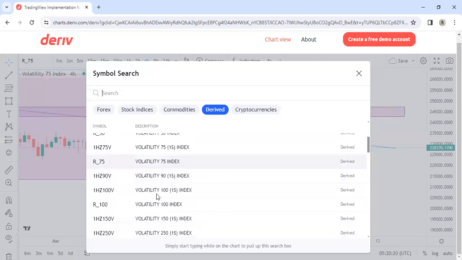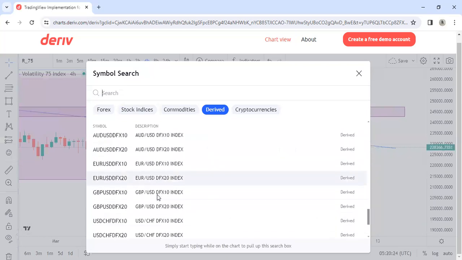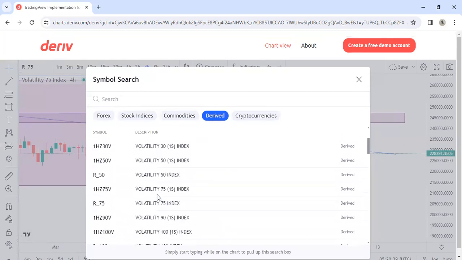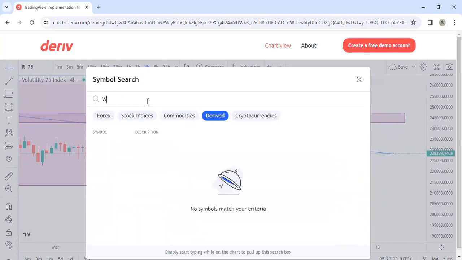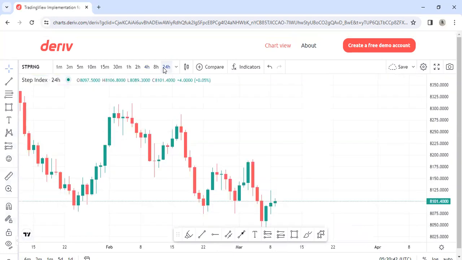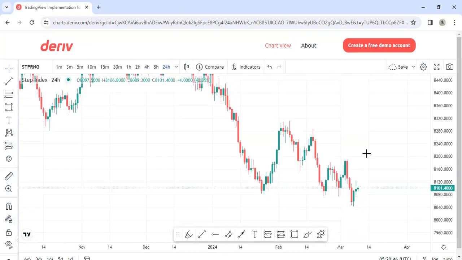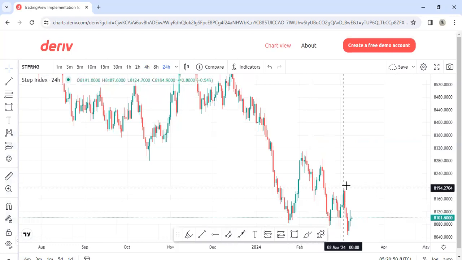So for step index, where is step index? Oh, right. Where is step? It was step 6, sorry. All right, that's it. So step index, daily chart as well. So go to the daily chart as well. All right, so for step index, this is the daily chart. I like stuff on the daily because there's no weekly here, so I have to stick with the daily.